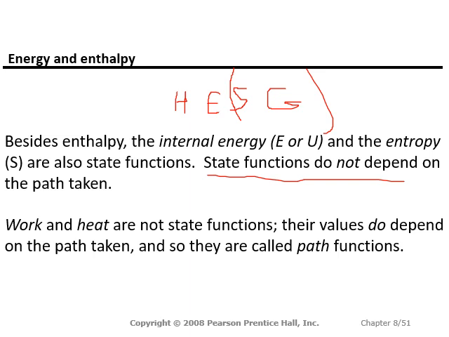And as far as path functions, work, heat, and then also the delta H, not the H, the delta H or the delta E are also path functions. So the four that we really know of as far as path functions would be Q, W, delta E, and delta H. Next slide.